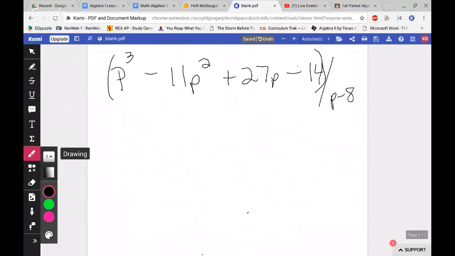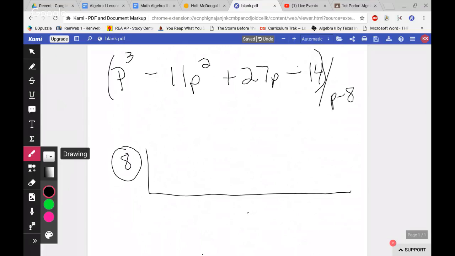So tell me what to do. Okay, so first you're going to put it inside the little box, or like, put it in the format. What do I write over here? The 8. Positive 8, right? Or negative 8? Positive 8. You take the opposite. So then you're going to want to put the 1, minus 11, plus 27, minus 14.